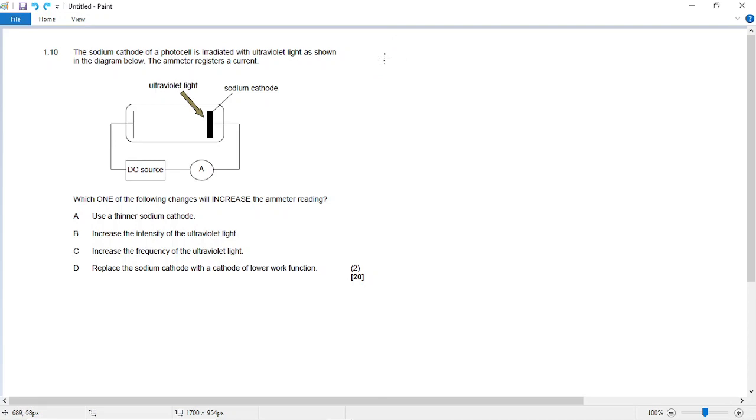1.10, this is the photoelectric effect. The sodium cathode of a photocell is irradiated with UV light as shown in the diagram below. The ammeter registers a current. So we know for certain here that UV is over the threshold frequency, because if it was not over the threshold frequency, then no electrons would be emitted. So what do we need to do to increase the ammeter reading?